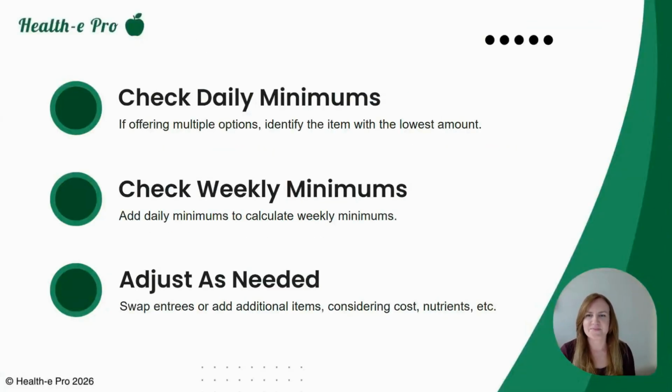So to summarize what we've covered, to calculate the minimums for meat alternates and grains, first check for the daily minimums, and if multiple options are offered, identify the item with the lowest amount. Then determine the weekly minimums by adding together the daily minimums, and then adjust as needed by trading out entrees or adding additional items while considering things like cost and nutrients.